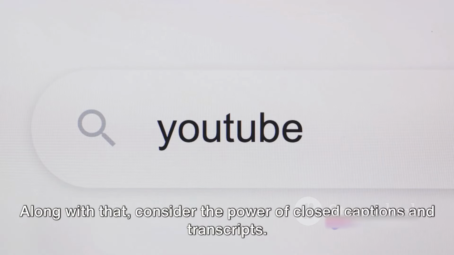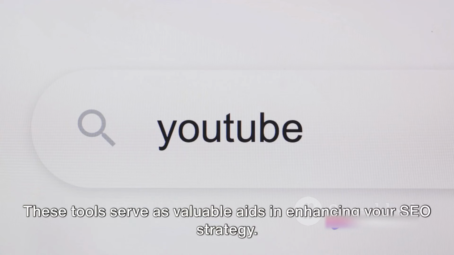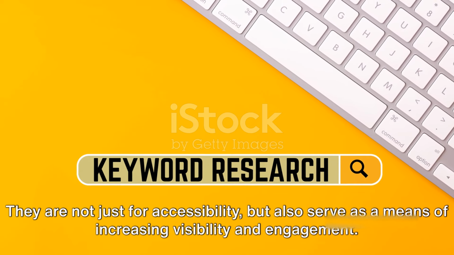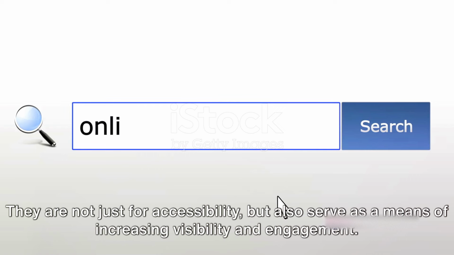Along with that, consider the power of closed captions and transcripts. These tools serve as valuable aids in enhancing your SEO strategy. They are not just for accessibility, but also serve as a means of increasing visibility and engagement.